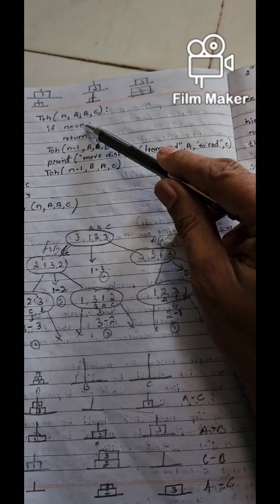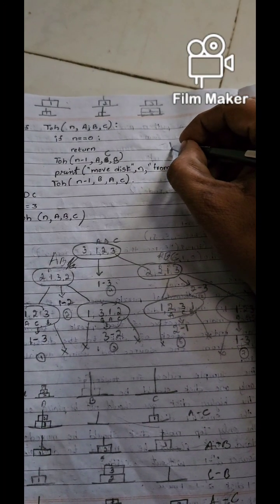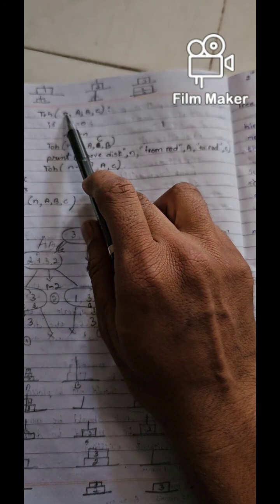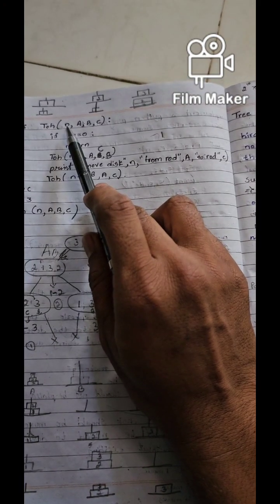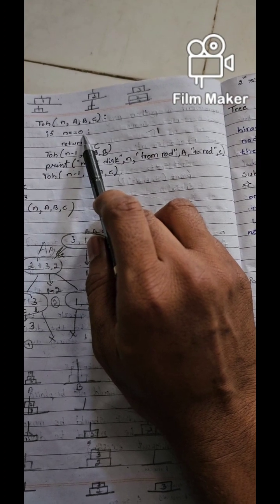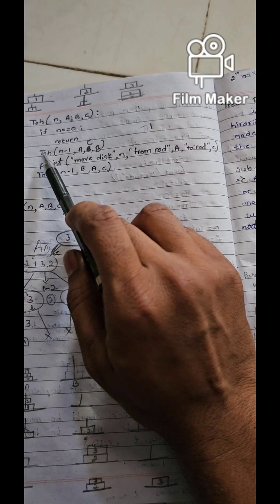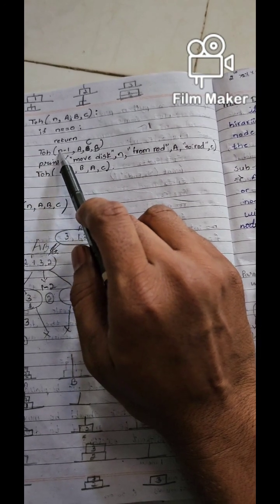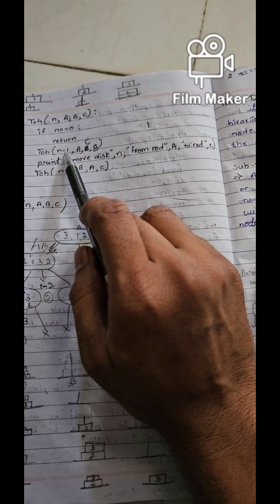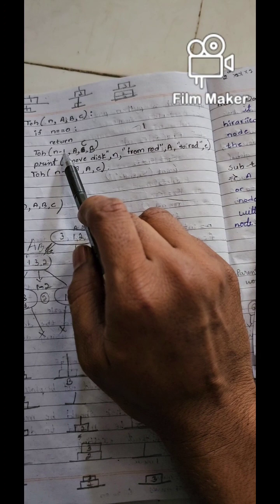Okay, next, in case of n equal to 1, one disk is there. So what happens in that case? n is equal to 1 means 1 is not equal to 0. So this will not be true, and it goes to this statement. In this statement n is equal to 1. So 1 minus 1 is 0.